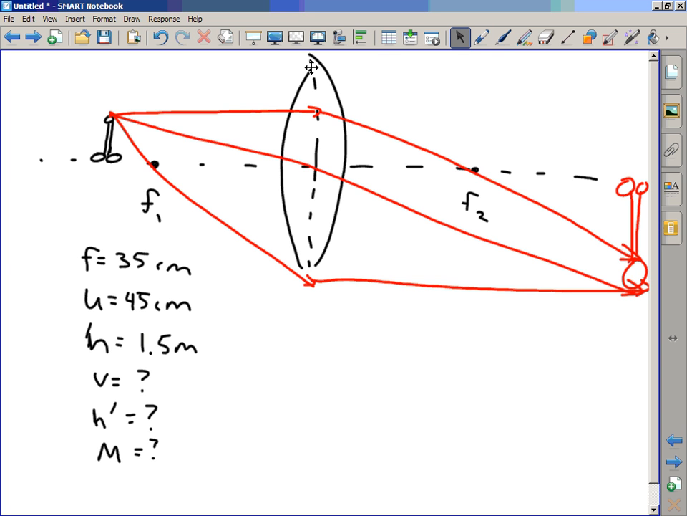I expect this to be an inverted image, right? That means H prime should come out to be negative. I'm expecting it to be real, which means V should come out to be positive, right? Magnification. From this perspective, it looks like it should be bigger, so I expect it to come out greater than 1, right? And since it's upside down, it should be negative. So I've got the general idea of what I want.